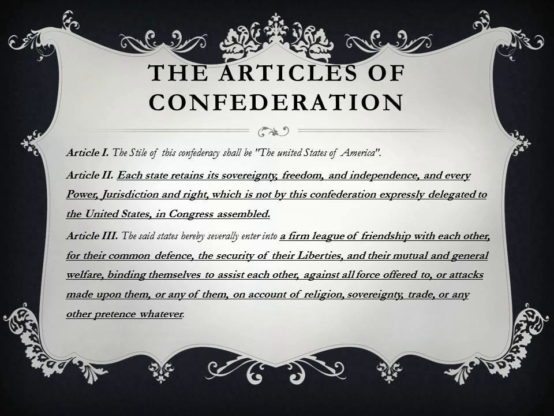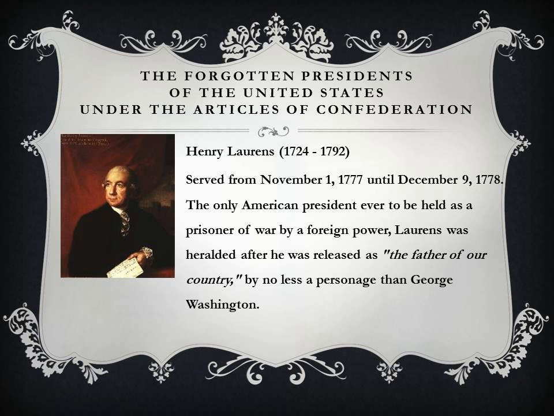In Article 3, the list is: the states hereby severally enter into a firm league of friendship with each other for their common defense, the security of their liberties, and their mutual and general welfare, binding themselves to assist each other against all force offered to or attacks made upon them or any of them on account of religion, sovereignty, trade, or any other pretext whatsoever. Recognize that they actually mention sovereignty in here. If there's an attack on their sovereignty, they're supposed to join together to defend each other. Okay? That's something that we just have not seen before.